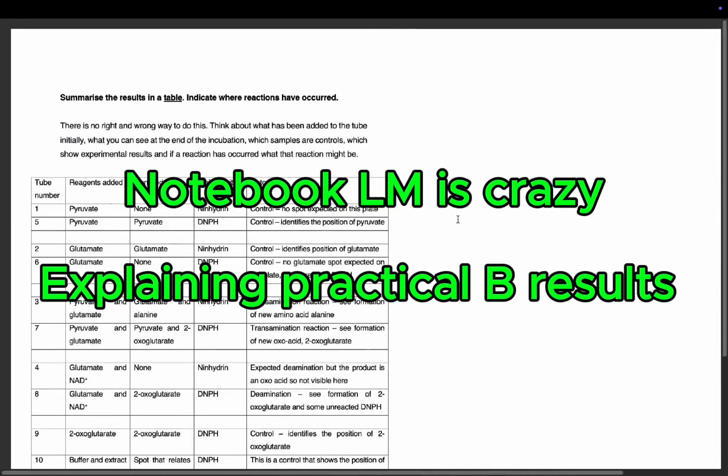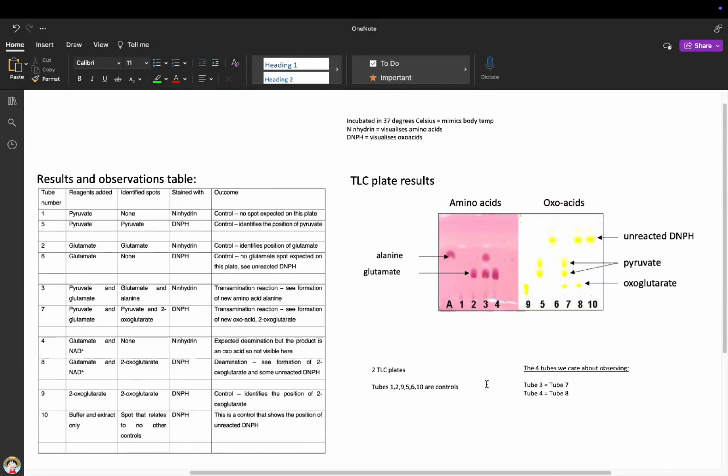Those results. Absolutely. Let's get those TLC plates up and see what the data tells us. All right, let's crack open this worksheet and see what the scientists found. We have 2 TLC plates, one for amino acids and one for oxo acids, each with spots corresponding to the different incubation tubes. I see some labels here.